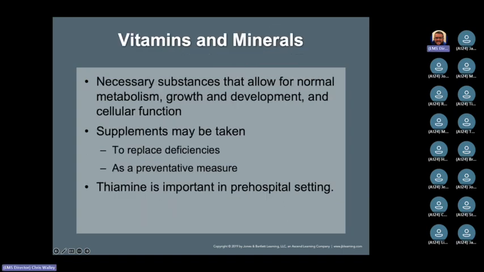Vitamins and minerals. I take mine. I take my mag sulfate a lot for my migraines, vasodilators. But we know vitamins and minerals are necessary substances that we need. We need them for our metabolism, growth and development, and down to our cellular function. Patients may be taking these vitamin and mineral supplements because they're replacing some deficiencies that they have, or as a preventive measure.